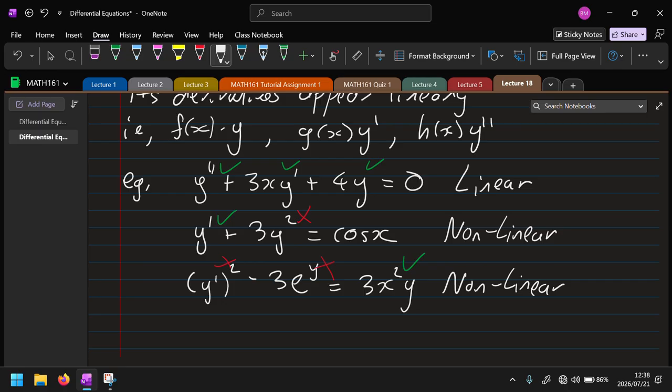Any questions about linear versus non-linear? Okay, pretty clear. You just go through the terms. As soon as you see something non-linear, immediately whole thing's non-linear.